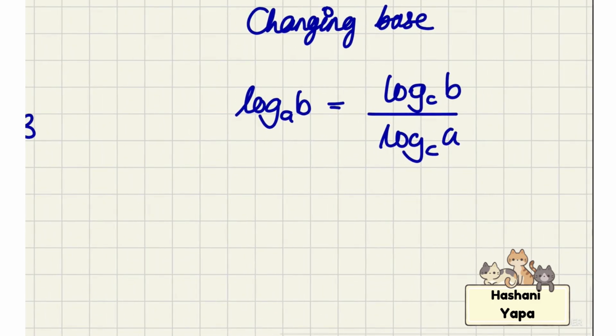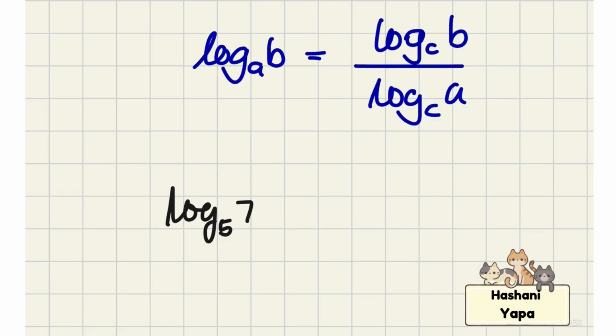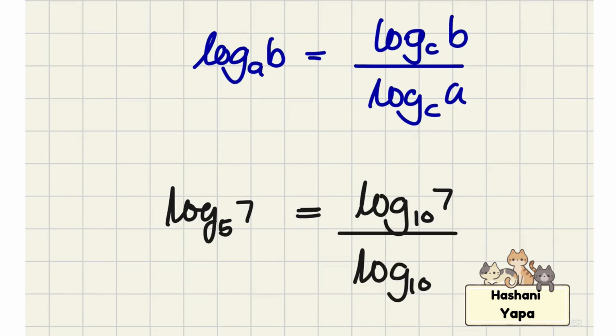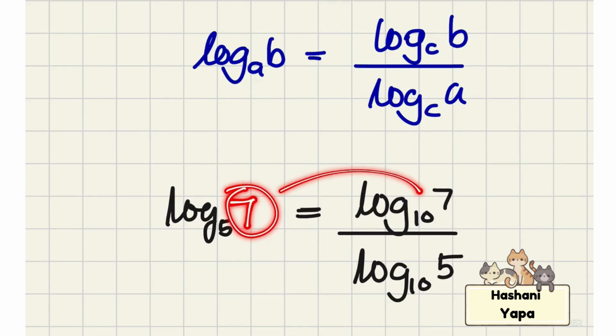We'll do one example. Let's say we have log_5 7. How can we write this in this format? Pick any number you want. I'm going to pick 10. Log_10 7 over log_10 5. You see here? The larger number goes to the numerator. The smaller number goes to the denominator.